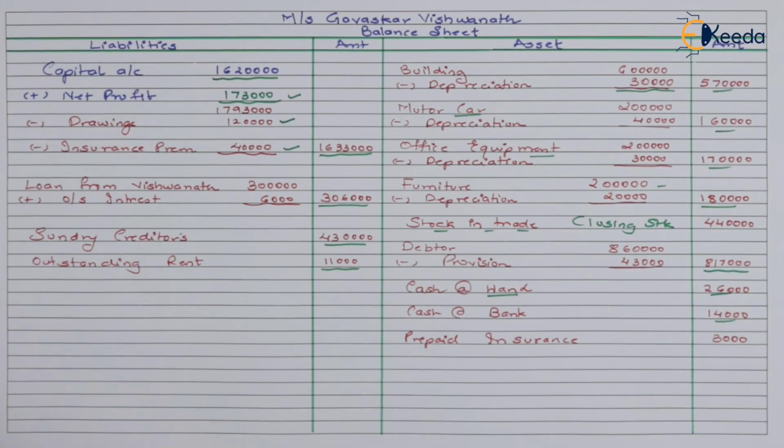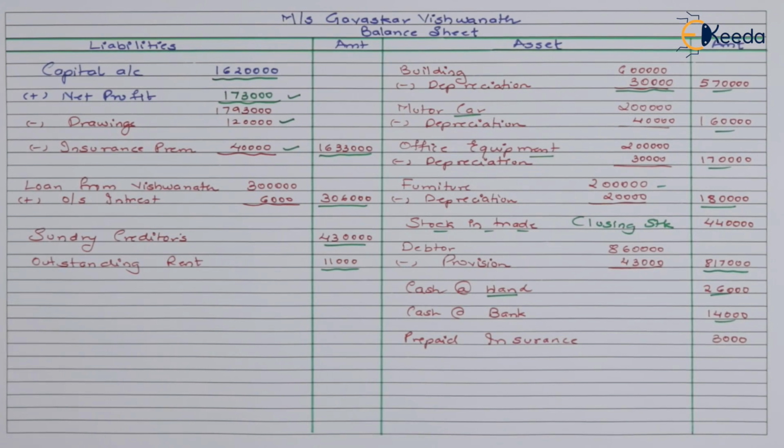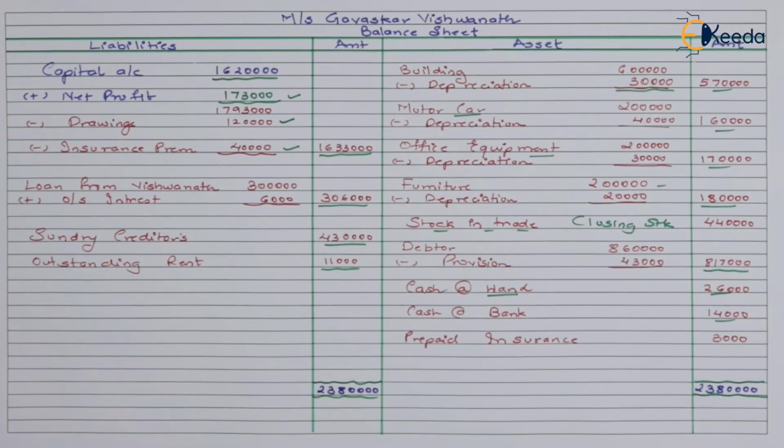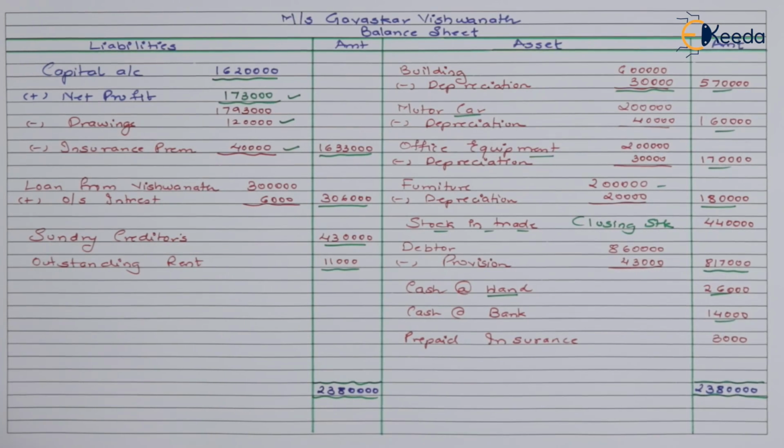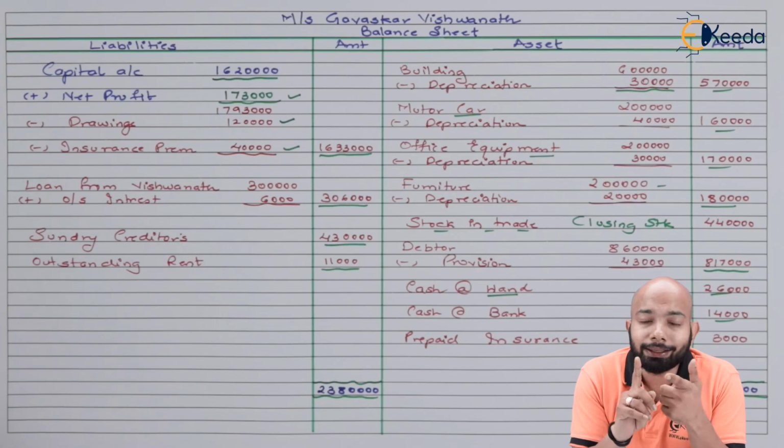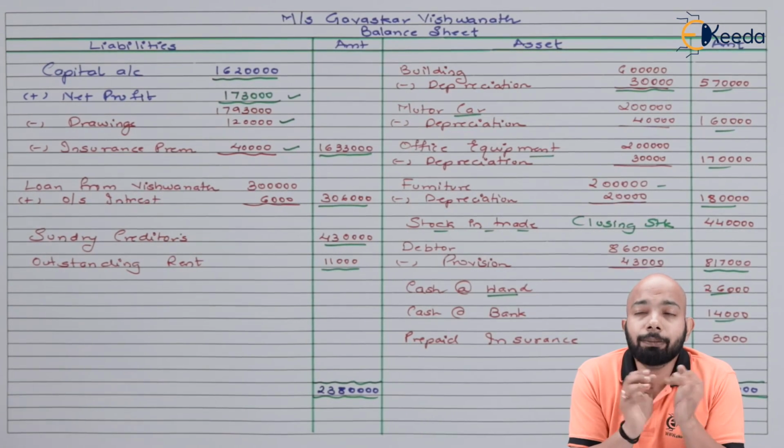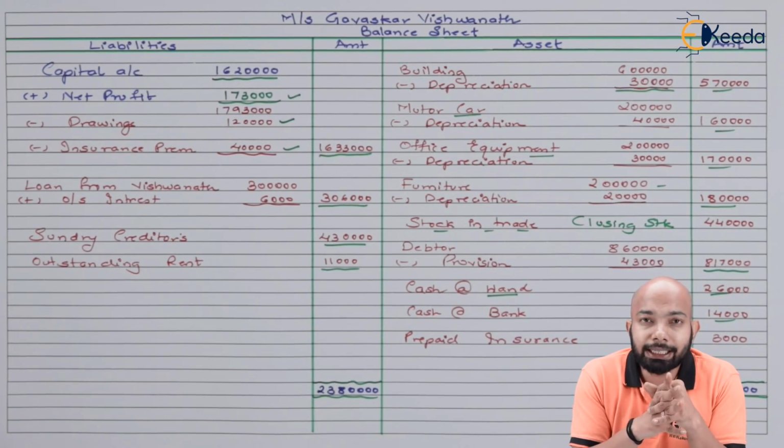Now it's time to figure out the balance sheet total. Let's see whether the balance sheet liability side is equivalent to the asset side or not. So the balance sheet total comes to 23,80,000, which is equivalent for both liabilities and assets. And here we close this specific illustration. So I believe that with a few adjustments, we have understood how to prepare the trading account, profit and loss account, and balance sheet for non-manufacturing entities.